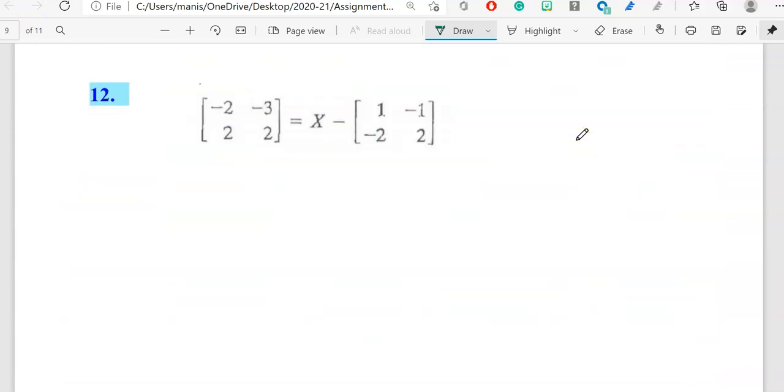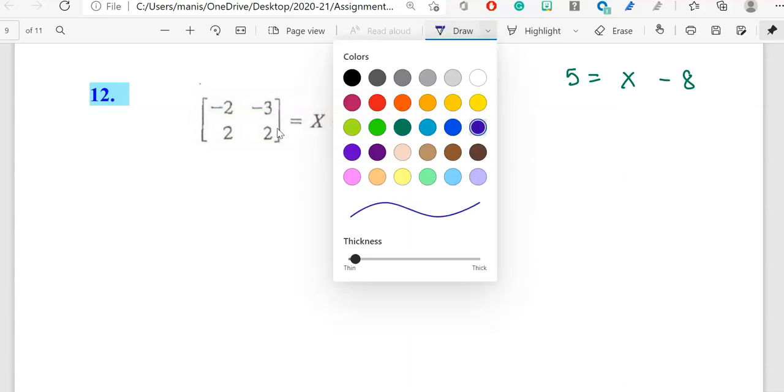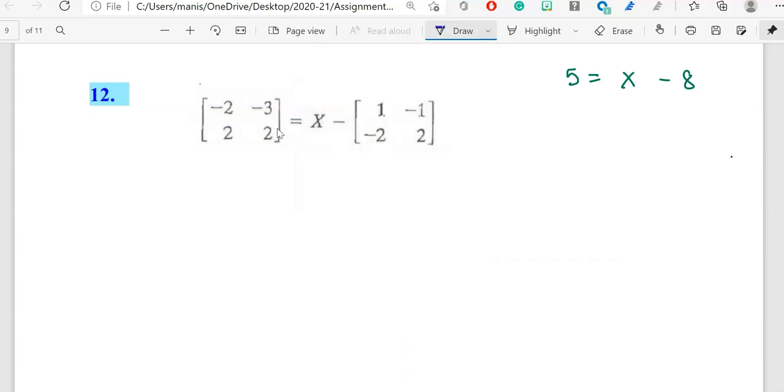Now in this case, there's a matrix on the left side equal to x minus something. To make it easy, what you should do is write the equation on this side. Let's take a simple example. 5, I'm just taking a random number, equals x minus 8. Now ask yourself, how will you solve this equation? Yes, you will add 8 to both sides. So this is giving you a general idea. What you will do is add this matrix to both sides. So this is how you should solve a matrix equation.